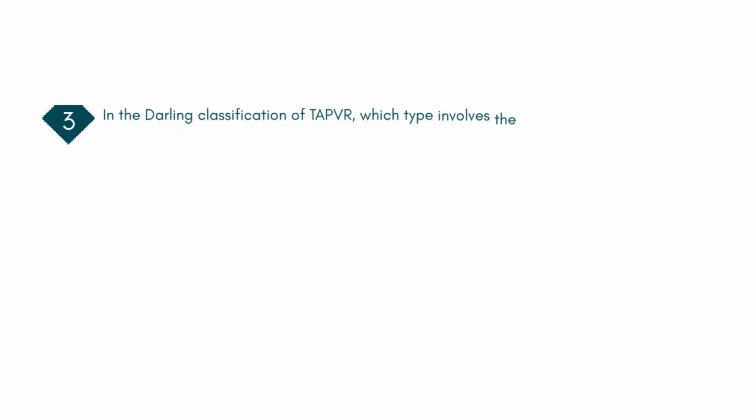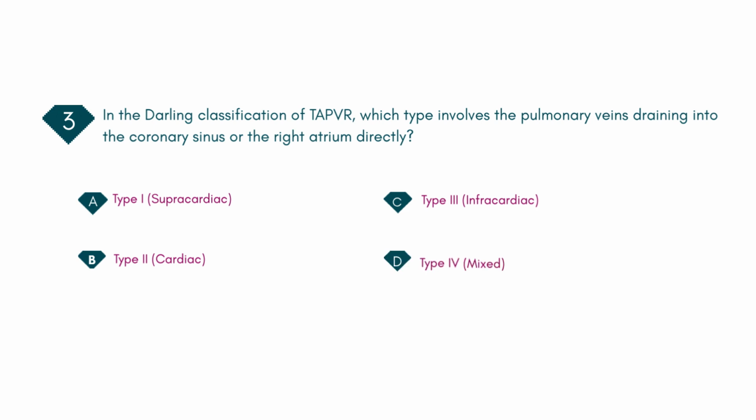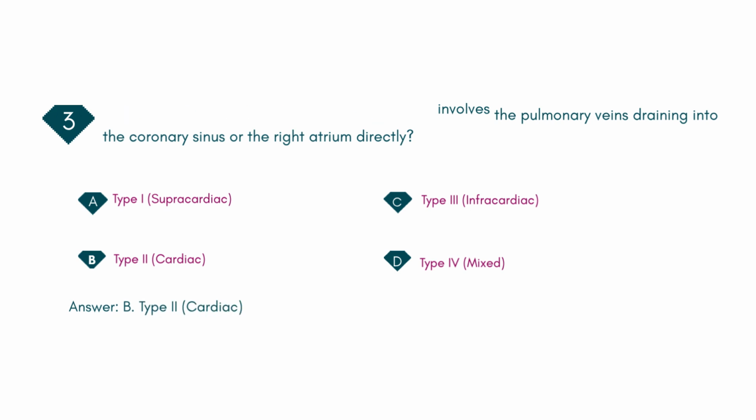In the Darling classification of TAPVR, which type involves the pulmonary veins draining into the coronary sinus or the right atrium directly? A. Type 1, supracardiac. B. Type 2, cardiac. C. Type 3, infracardiac. D. Type 4, mixed. Answer, B. Type 2, cardiac.